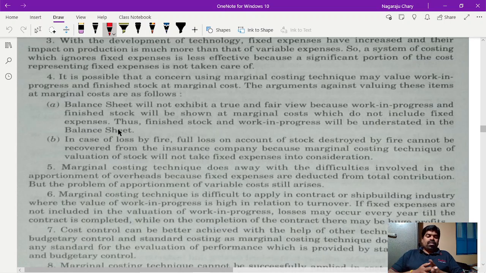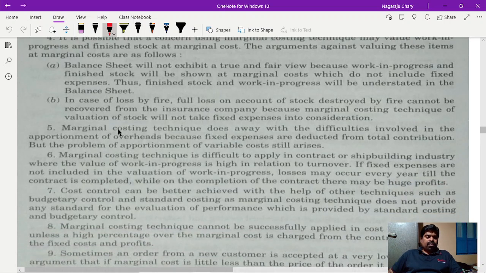Of course, in the balance sheet, in work in progress, you may see raw material, semi-finished goods, and finished goods. These are the three categories of work in progress we will see, but it may not be calculated accurately. So that was the problem.